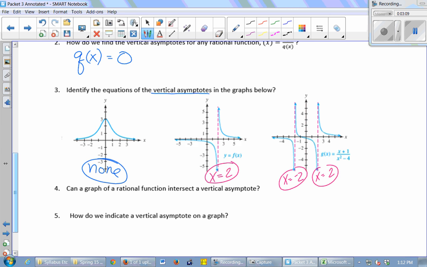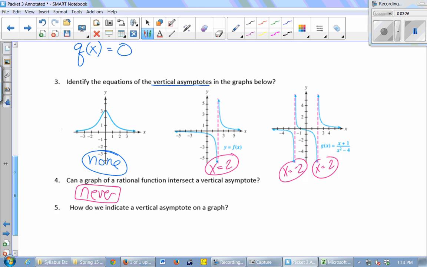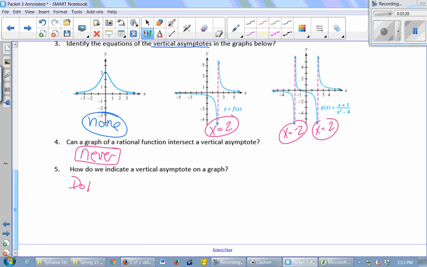Can a graph of a rational function intersect a vertical asymptote? No, never, because the function is undefined there, so it can never cross. Okay. And how do you indicate a vertical asymptote on a graph? Dotted line. Good.